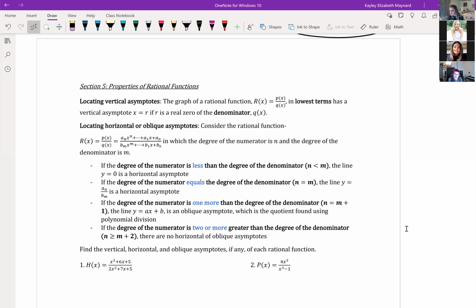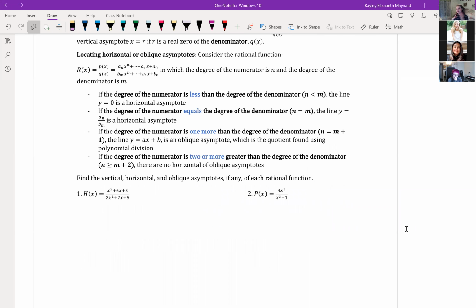If the degree of the numerator is 1 more, then we have an oblique asymptote, which you have to find using polynomial division. And then if the degree of the numerator is 2 or more greater than the degree of the denominator, then there are just no horizontal or oblique asymptotes. So that one's my favorite case.